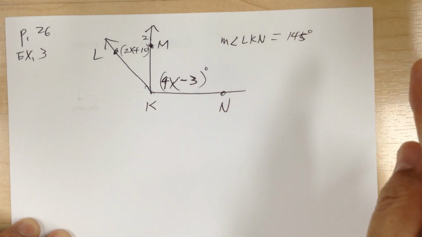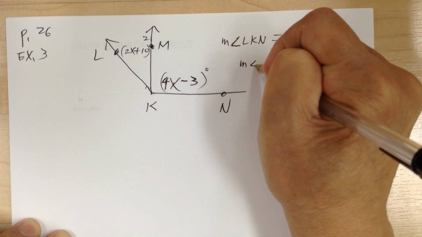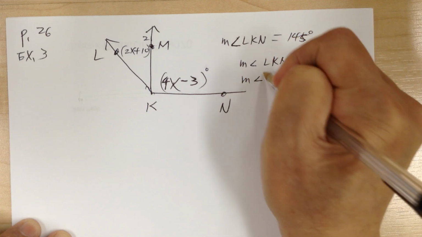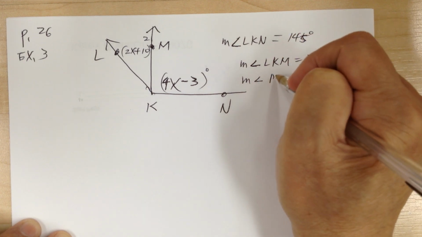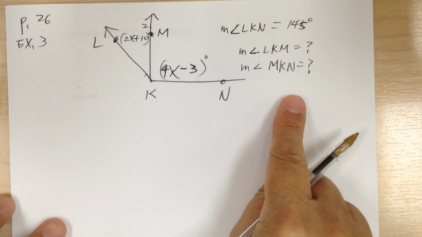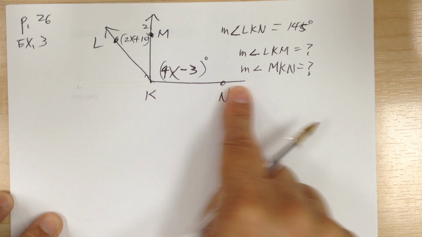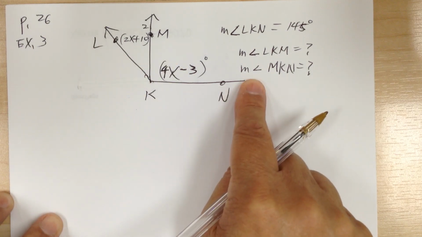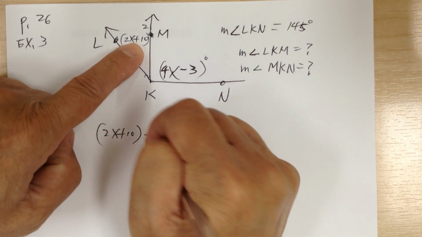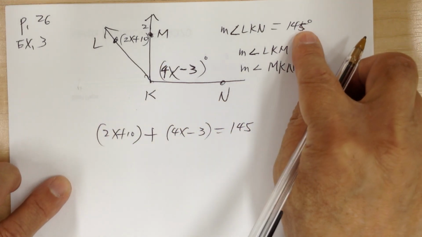So again, we write down what it's giving, and you also write down what you're looking for. You're looking for the measure of angle LKM and the measure of angle MKN. Before we can solve that, we need to find out what x is equal to. It tells you that LKN, this whole thing, is equal to 145. That means this angle plus this angle will equal 145.